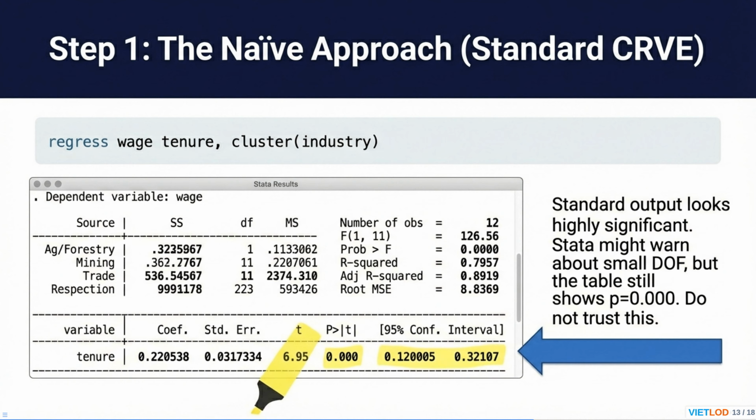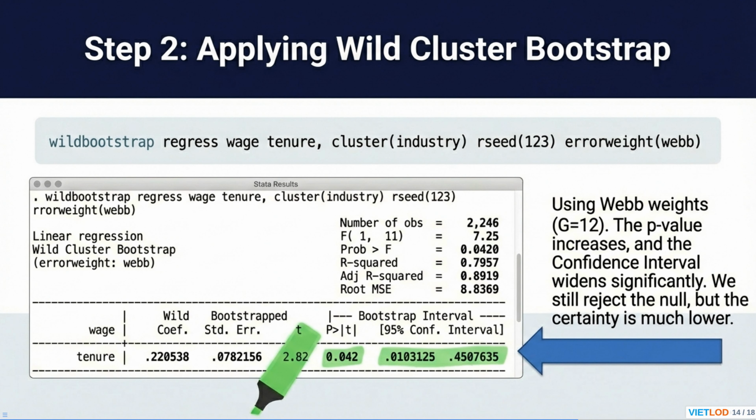Now we apply the correct procedure using the Wild Bootstrap command. Crucially, because we have only 12 clusters, we specify error weight Webb, aligning with our earlier discussion on appropriate weighting. Let's compare these results to the naive approach. The point estimate for the coefficient on tenure remains identical at 0.22, as bootstrapping does not alter the coefficient itself. However, the inference changes dramatically.